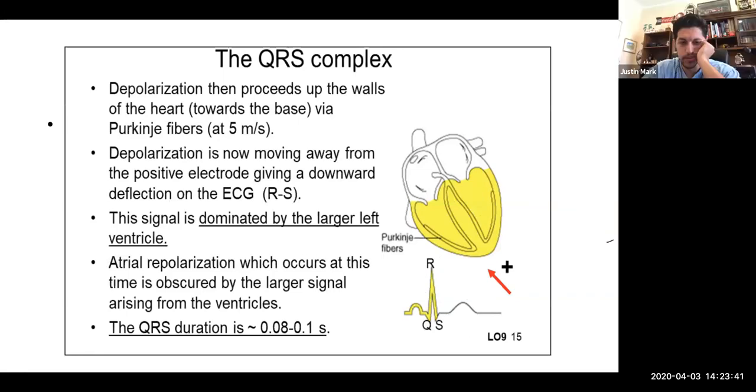Okay, let me just see if there's anything that I missed here. So now we can talk about the downward deflection going from R to S, but basically that has to do with the Purkinje fibers now moving the signal upwards. So that's why we see the negative deflection. Okay, everybody good there? This is pretty important. The normal QRS duration is 0.08 to 0.1. I'm going to go over how to determine that if you guys don't already know.